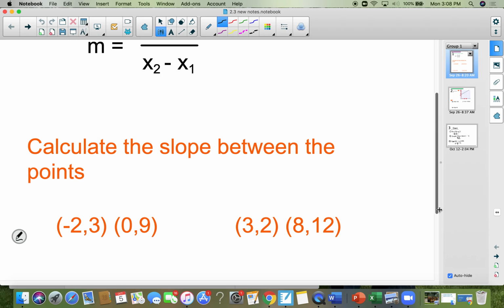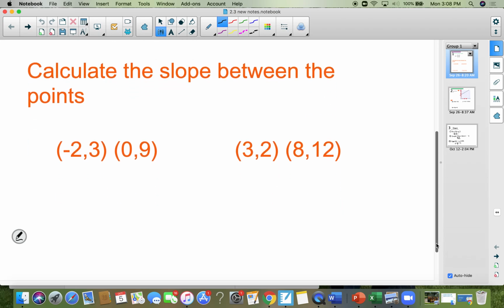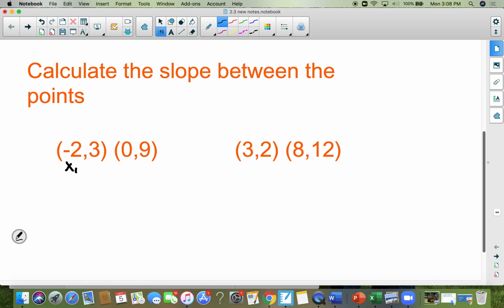So the first thing I want you to do is label these. The first number is the x, and the second number is the y. The first number is now going to be the second x, and the second one's going to be the second y. You need to label them. And then all I want you to do is follow the formula.